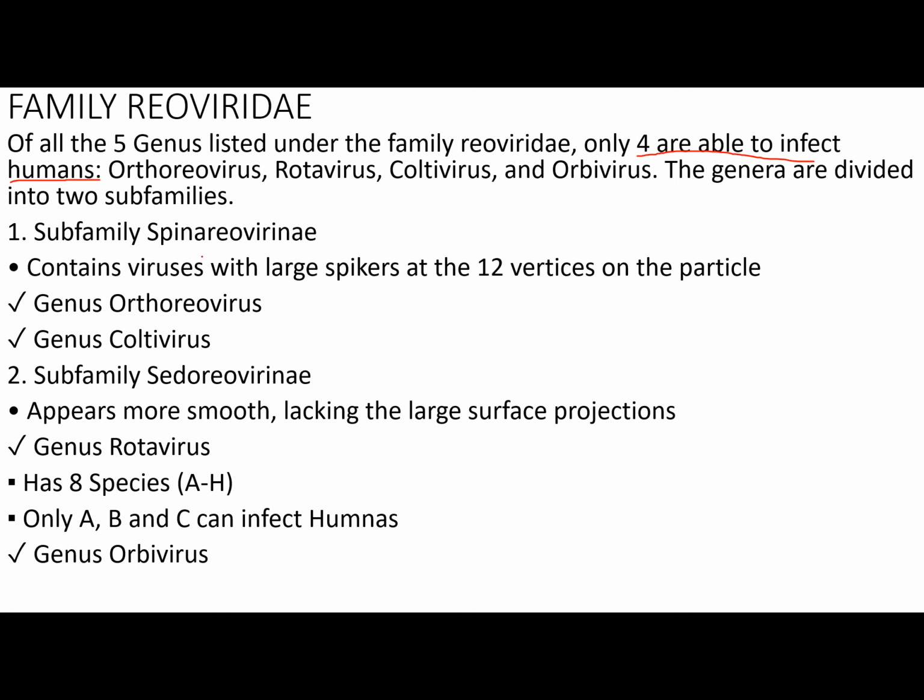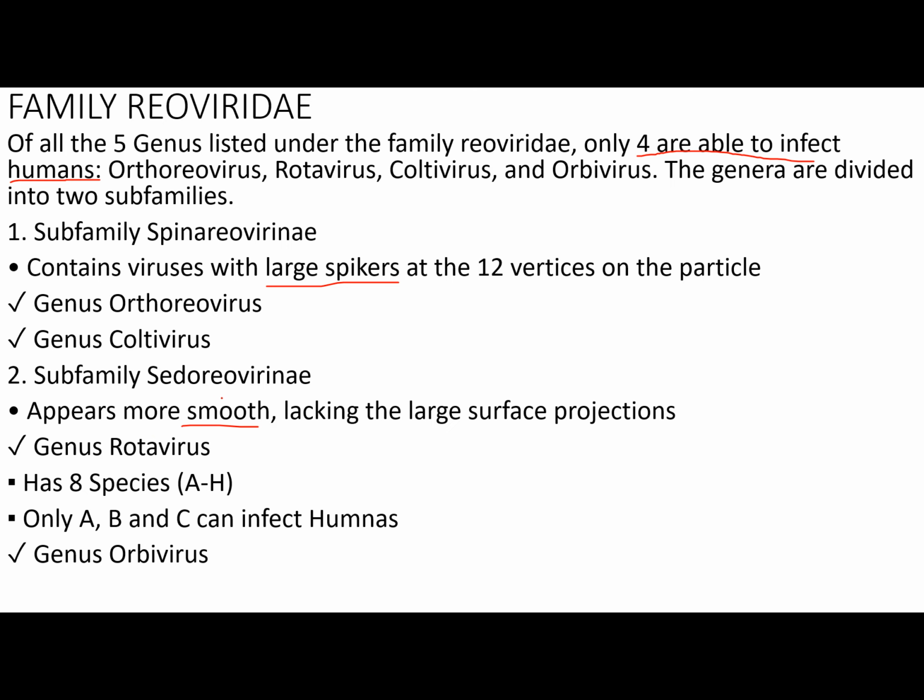We have the subfamily Spinareovirinae, which would contain viruses with large spikes at the 12 vertices on the particle. So under Spinareovirinae, we have the genus Orthorheovirus and the genus Cultivirus. Then the second subfamily, class, is the Pseudorheovirinae. It appears more smooth, lacking the large surface projection. So the Spinareovirinae, on their surface, have large spikes, while the Pseudorheovirinae are smooth, usually absent. The spikes or the surface projections are absent.